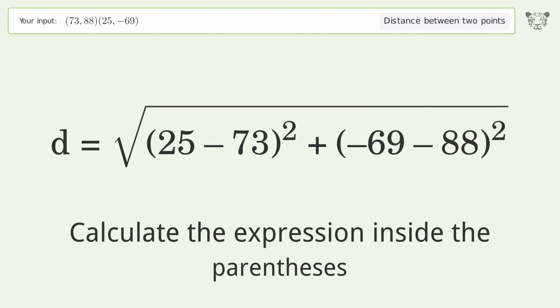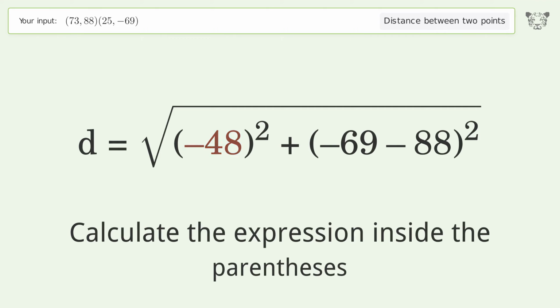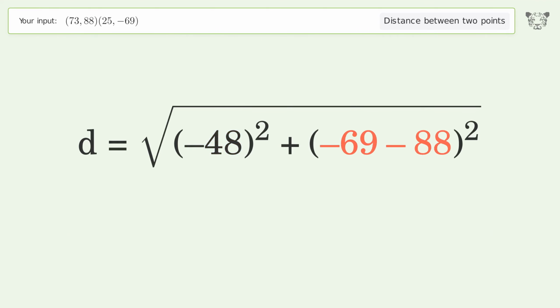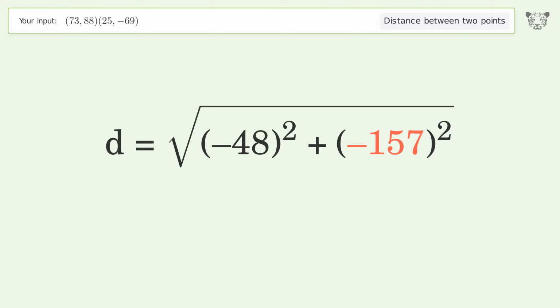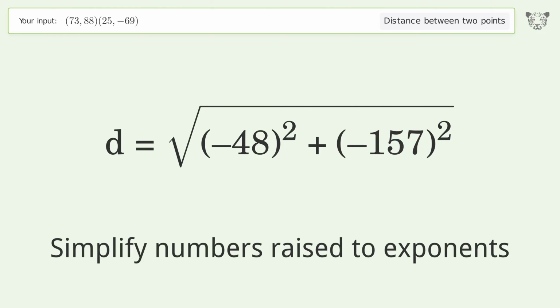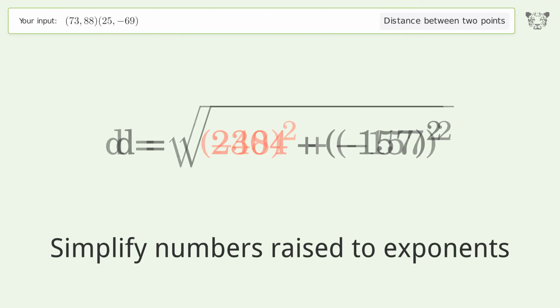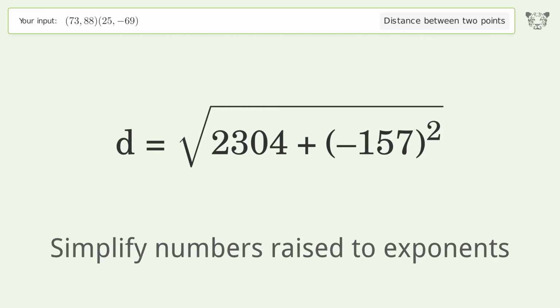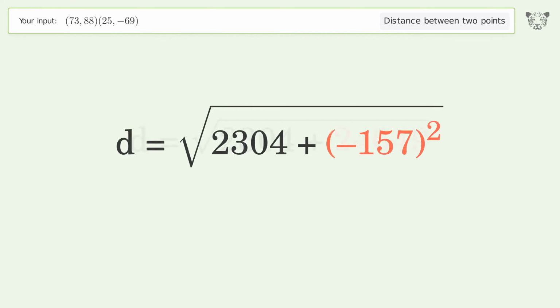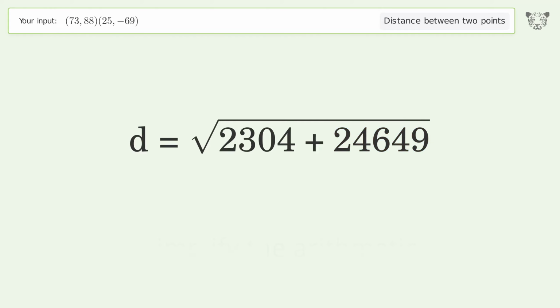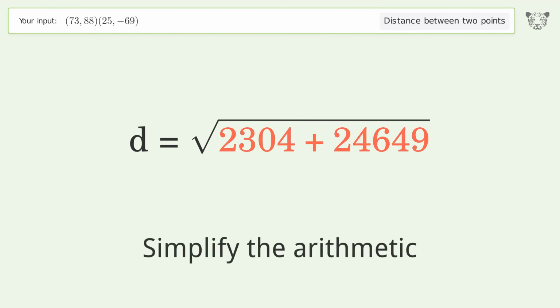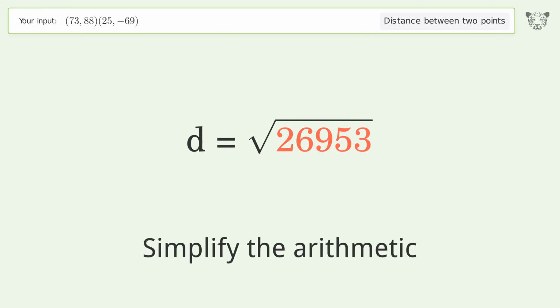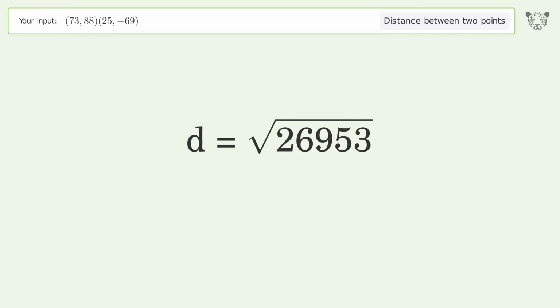Calculate the expression inside the parentheses. Simplify numbers raised to exponents. Simplify the arithmetic. And so the distance between the 2 points is the square root of 26,953, or 164.174.